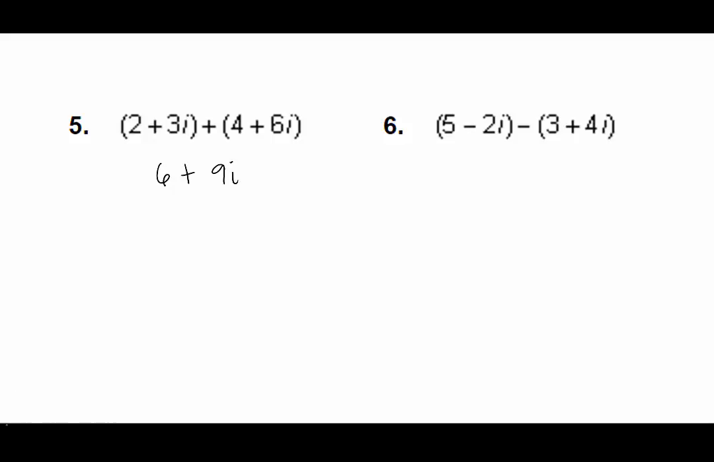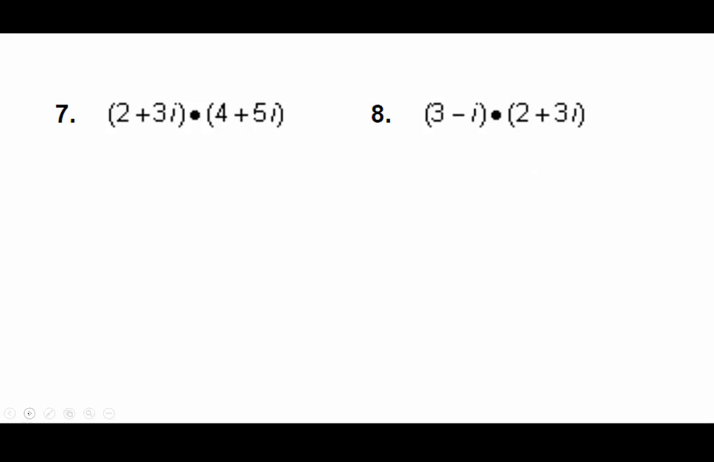Now when we subtract, we're going to have to distribute that negative. So now we're going to have 5 minus 3 is 2. That's the real part. And negative 2 minus 4, because I distributed that negative sign. So negative 2i minus 4i is negative 6i.